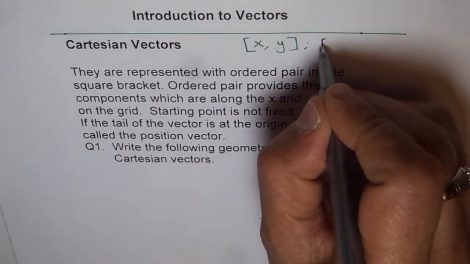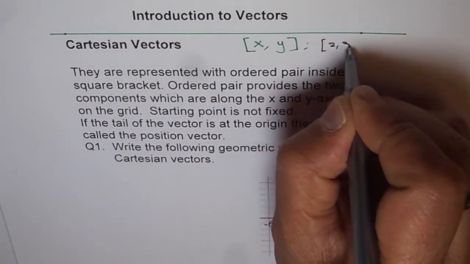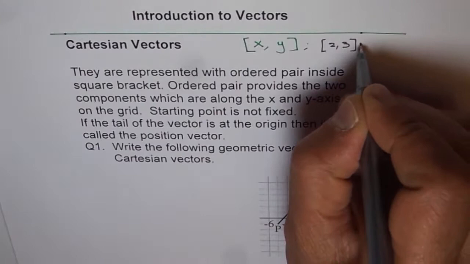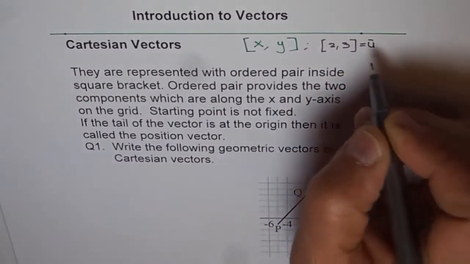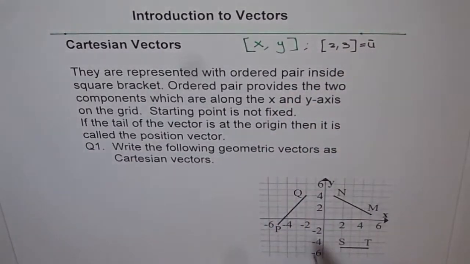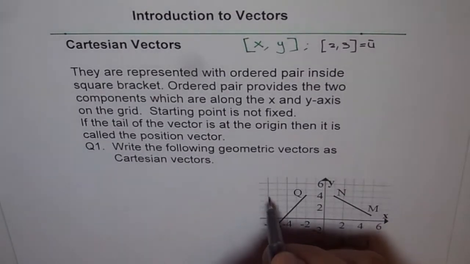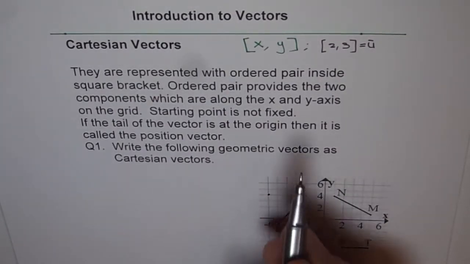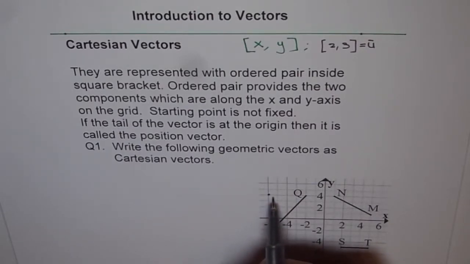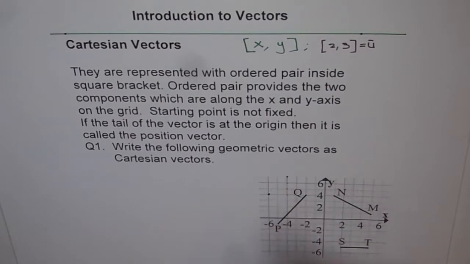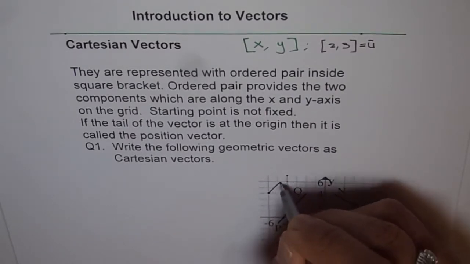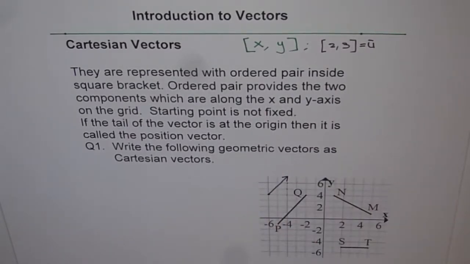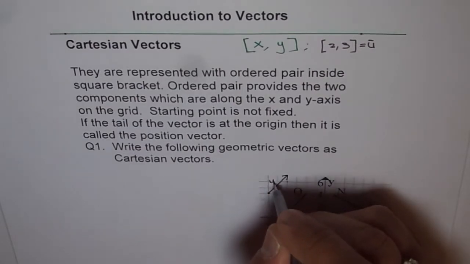An example is, let's say, [2, 3]. So vector [2, 3], and let's call this vector u. So here we have a grid, and we can start from anywhere. Let's say we start from here. 2 means the change in x value is 2, so from here we go here, and then 3: 1, 2, 3. So that becomes the vector. This vector is [2, 3], and we'll call it u.